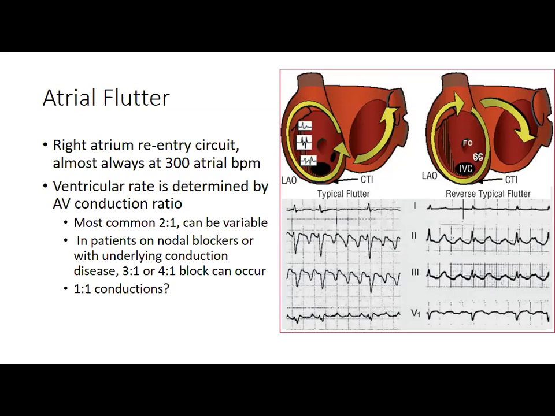In situations where the AV node is hyperconducting, you can get 1-to-1 conduction in aflutter, which is really dangerous because with 1-to-1 conduction in aflutter, your ventricle is going to go at 300 beats per minute. That's going to result in a really hemodynamically unstable patient who can rapidly degenerate into VFib.